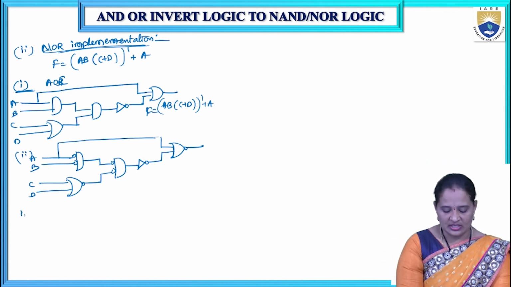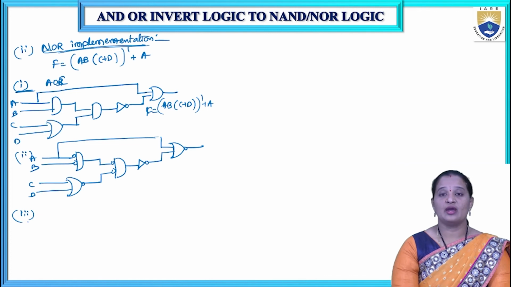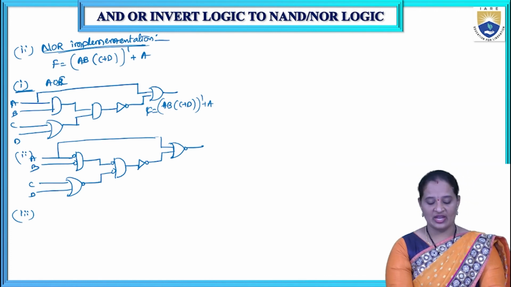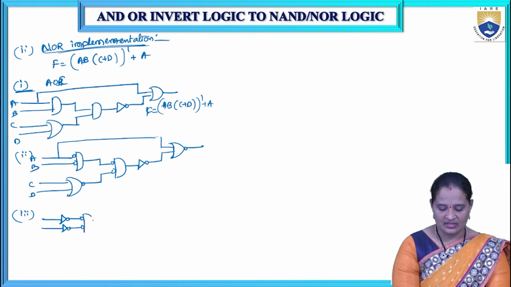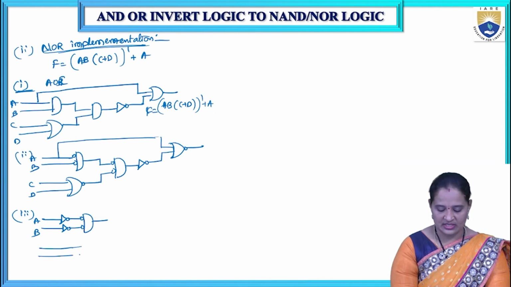Now coming to the third step. What is the third step? Now place the inverters on each line which has received a bubble. So this line received a bubble, so I am placing an inverter. This line also has received a bubble, so I am placing an inverter. And this is a bubbled AND gate, AB. Now coming to this one. So this line does not receive any bubble here, so I am not placing any inverter here.